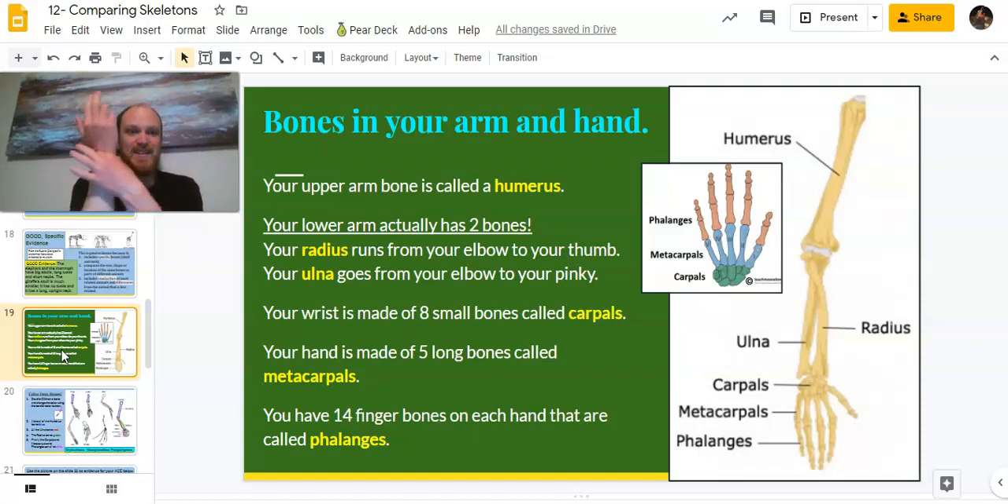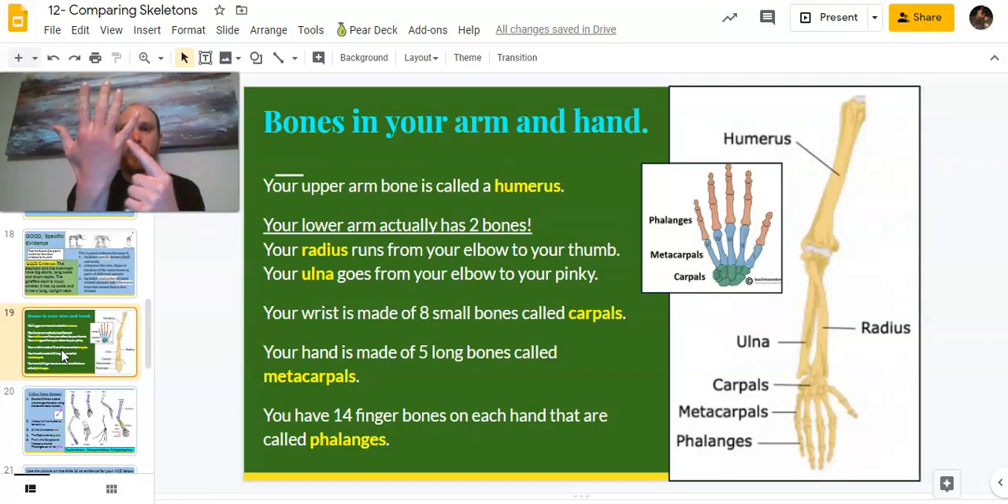In your wrist, you have about 8 small bones. It's hard to tell them all apart. I don't know the names of the different bones, but they all definitely have names. Together, they're called carpals. You have 5 bones that you can definitely feel in your hand, the long, skinny ones. They're called metacarpals. And you have phalanges, the bones in your fingers, and you have 14.